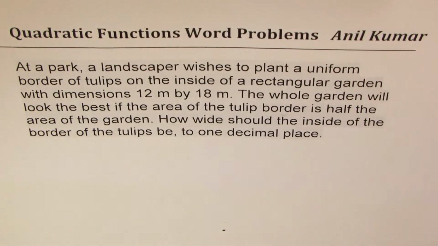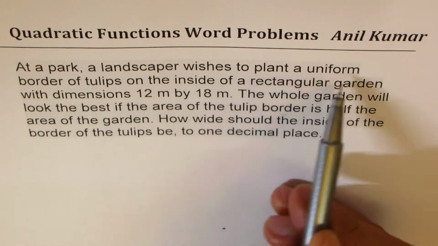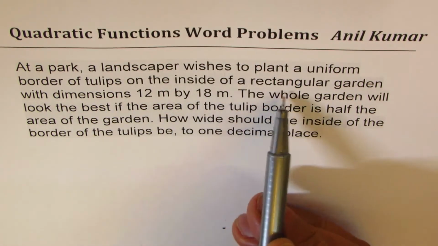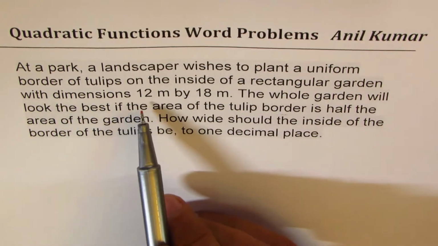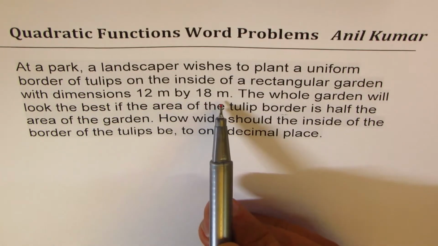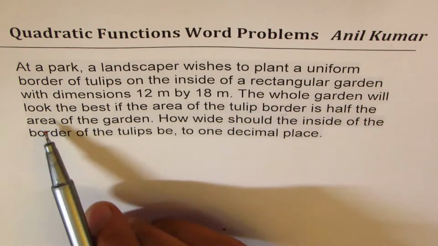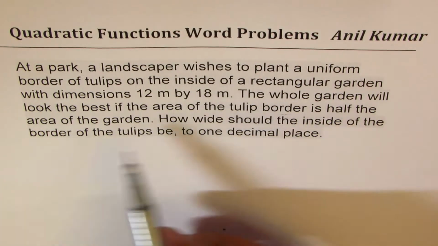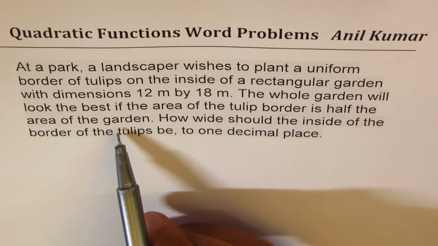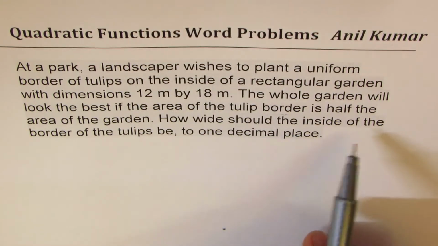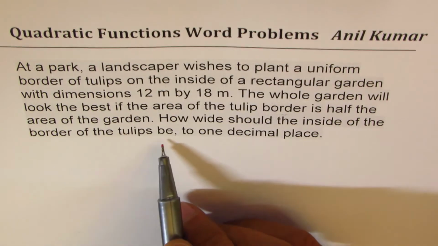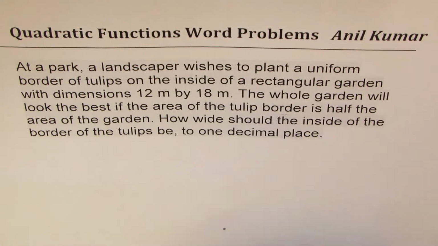At a park, a landscaper wishes to plant a uniform border of tulips on the inside of a rectangular garden with dimensions of 12 meters by 18 meters. The whole garden will look the best if the area of the tulip border is half the area of the garden. How wide should the inside of the border of the tulip be to one decimal place?